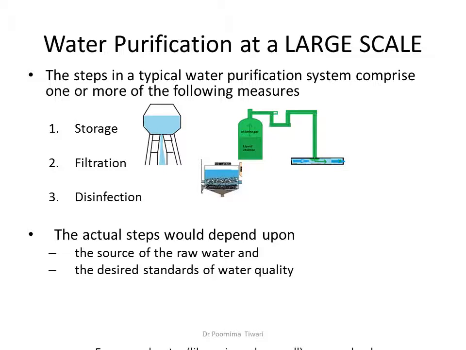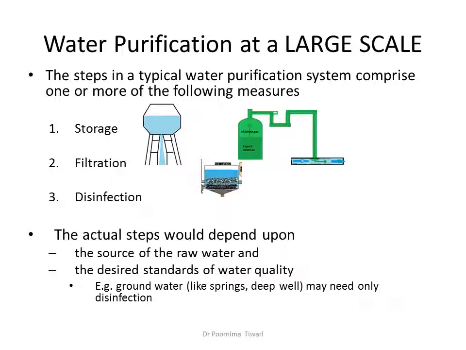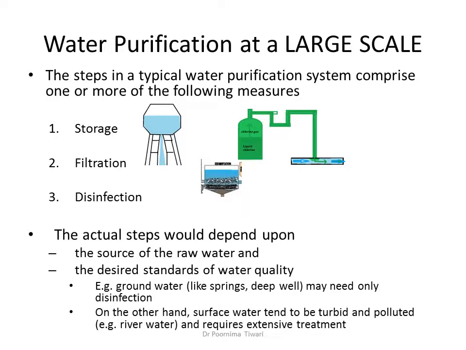For example, groundwaters like spring water, deep well water may need only disinfection before consumption. On the other hand, surface water like river water, pond water tend to be turbid and heavily polluted and requires extensive treatment. Mostly for a large scale, we require all the three steps.